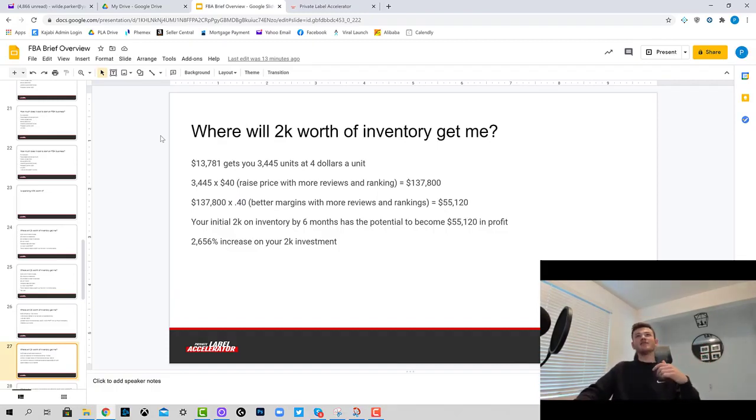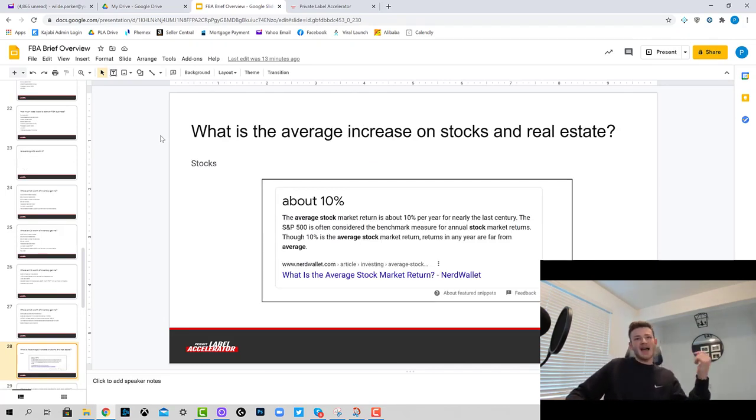So I want to discuss the competitors of investing, right? We just talked about investing in an online business, Amazon FBA. That gives you a 2,656% increase on your 2K investment within 6 months, okay? Now, what is the average increase on stocks and real estate? With stocks, I just screenshotted this from online.